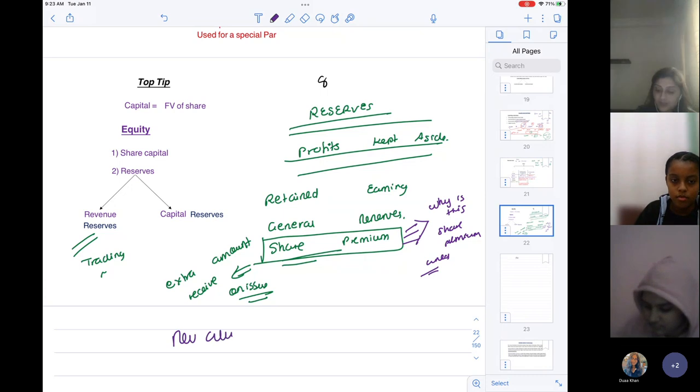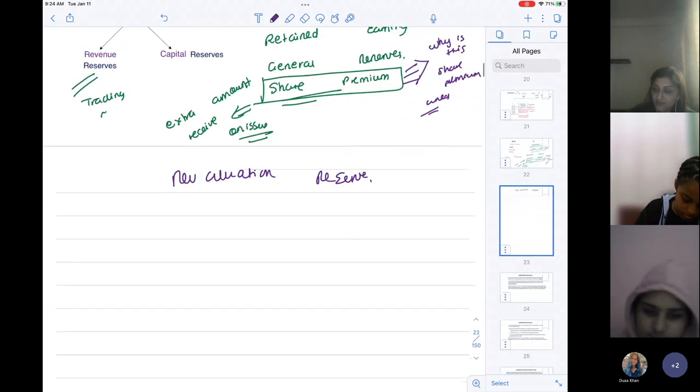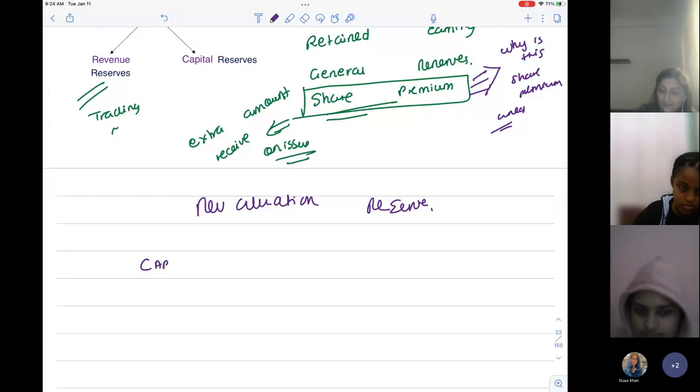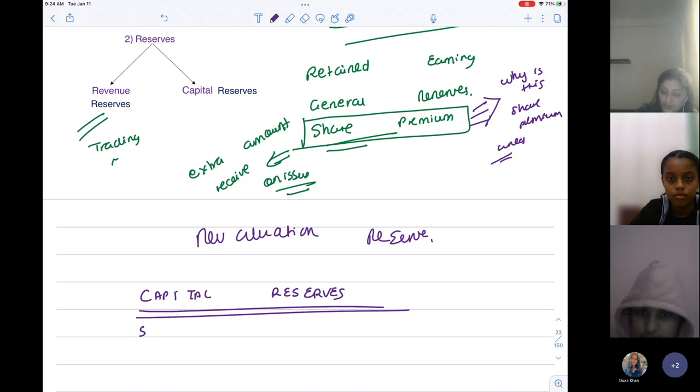Revaluation reserve. Okay, you just need to know all this. So the reserves that you should know specifically are retained earnings, general reserves, share premium, and revaluation reserve. Come on, tell me which are the reserves that you should know of. Retained earnings, general reserves, share premium, and revaluation reserve. Can you all tell me what are the capital reserves out of the four reserves that I have mentioned above? Share premium is a capital reserve. Very good. Which else?